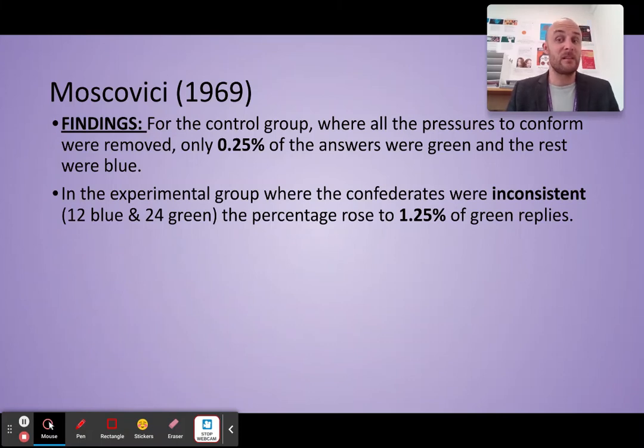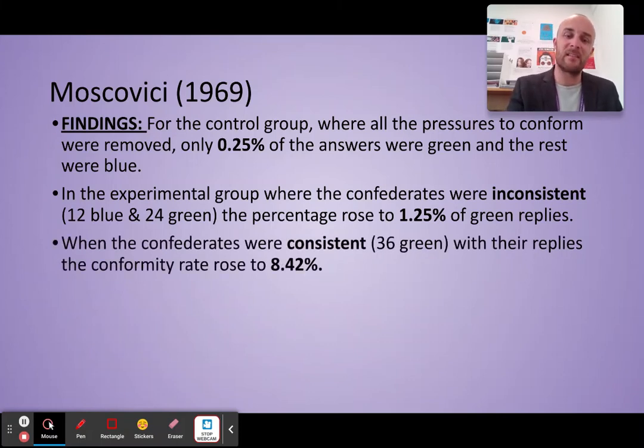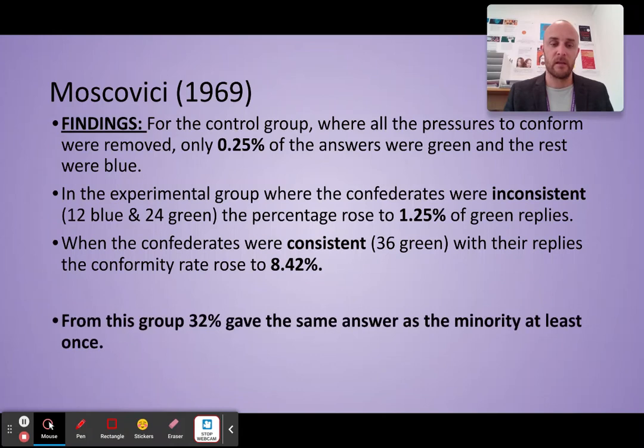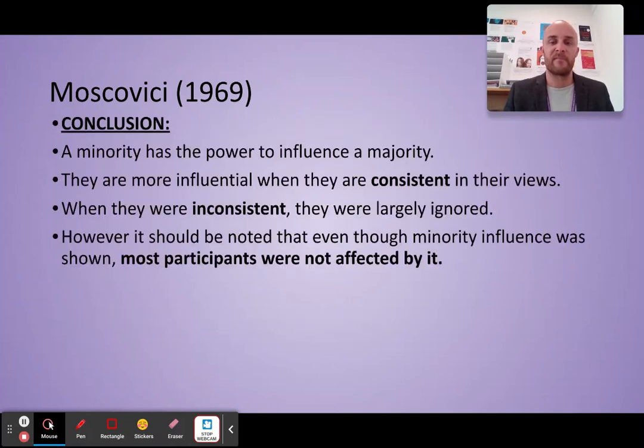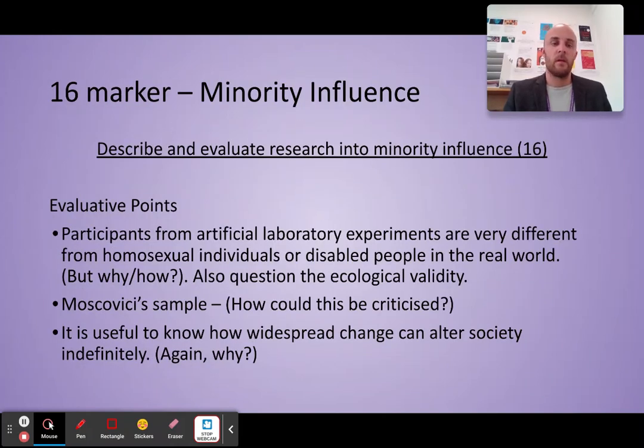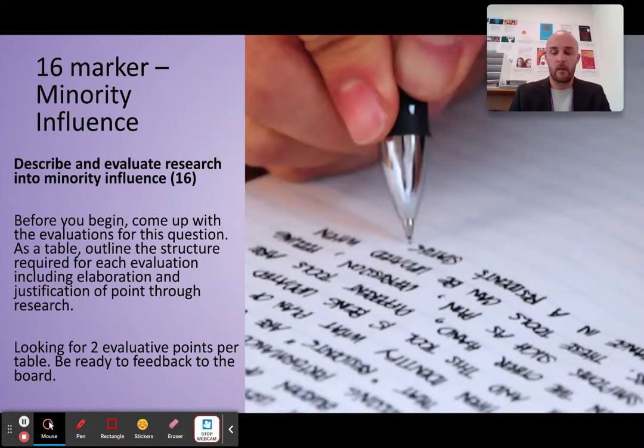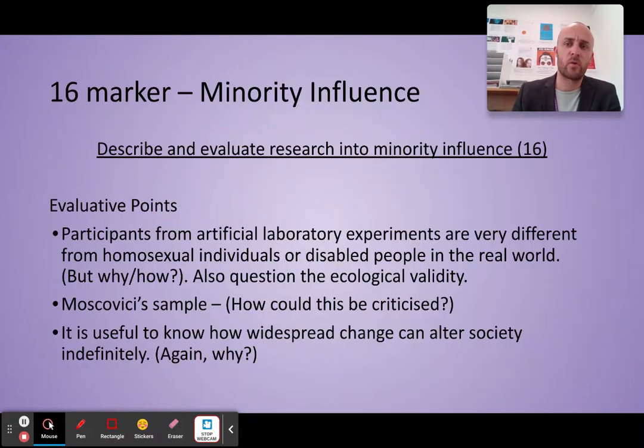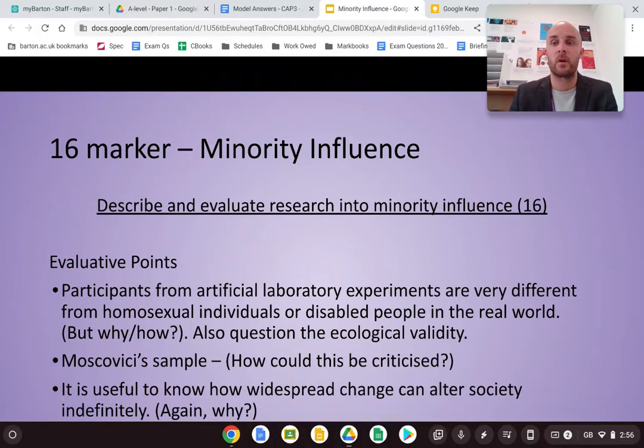If it was inconsistent, it was 1.25, but if it was consistent, it did raise to 8.42, showing a consistent minority influences the majority quicker and more effectively than an inconsistent minority. You may want to go through and read these slides a bit more to gain understanding of this. Worth having a look through that. I think in your questions, you're going to need to know AO2 here quite a bit.